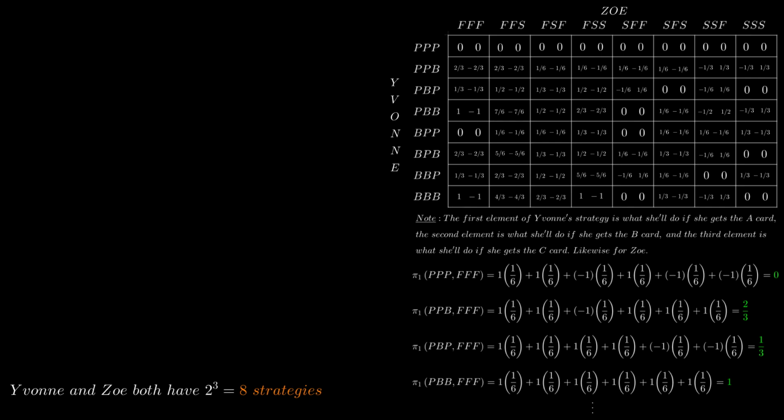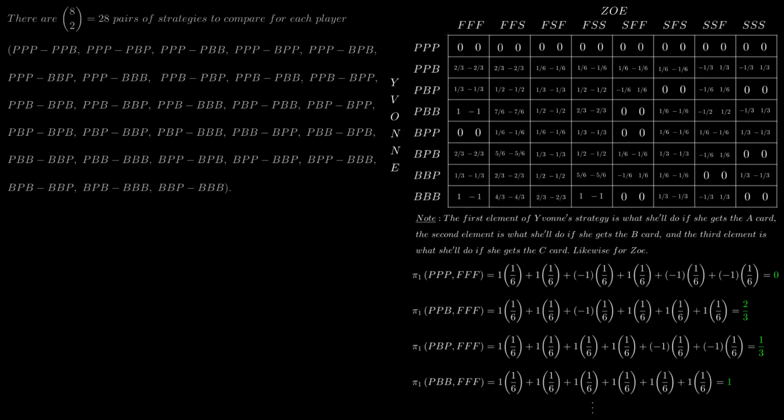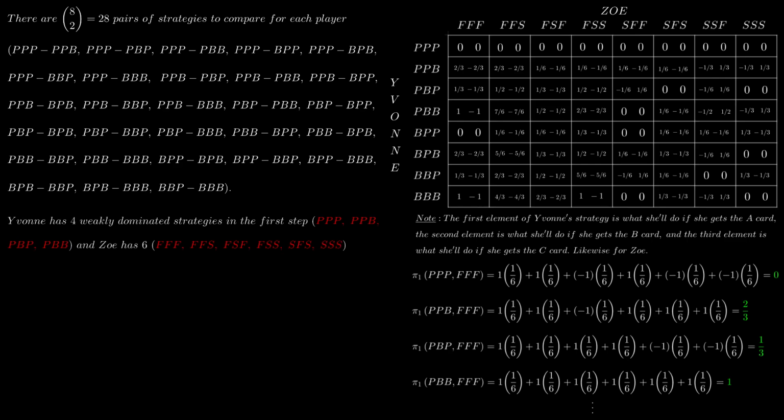So like we said earlier in this video, in the IDWDS procedure, we delete all the weakly dominated strategies of each player in the same step. So for each player, we have to compare 28 pairs of strategies. So we go through each pair one by one, and slowly but surely we compare all the pairs of strategies for both players, and we conclude that the strategies pass, bet, pass, and pass, bet are weakly dominated for Yvonne. So we delete those all in one go.